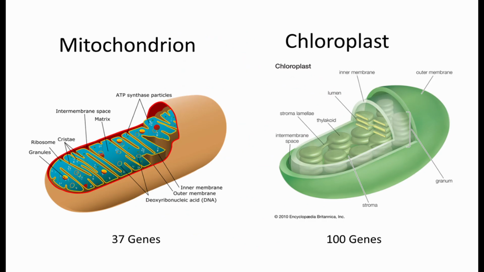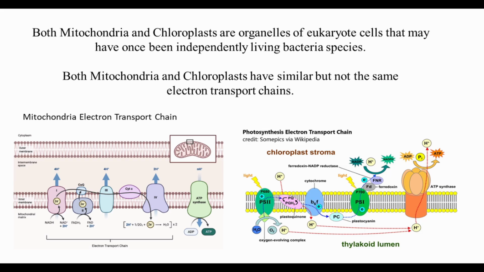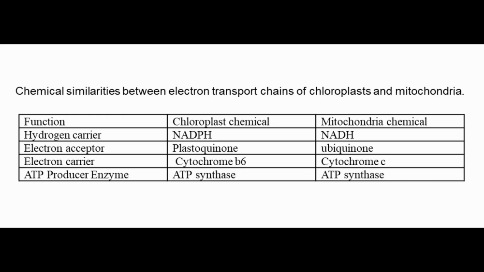Chloroplasts are often compared to mitochondria. Both are organelles of eukaryote cells that may have once been independently living bacteria species. Both have similar, but not the same, electron transport chains. The table compares the chemical similarities between electron transport chains of chloroplasts and mitochondria. Chemical similarities suggest, but do not prove, the electron transport chains in both organelles have a common ancestor.